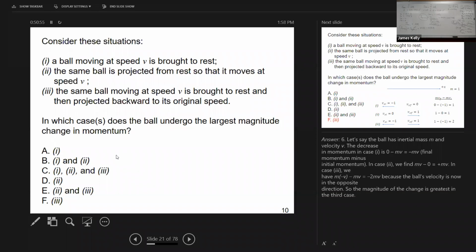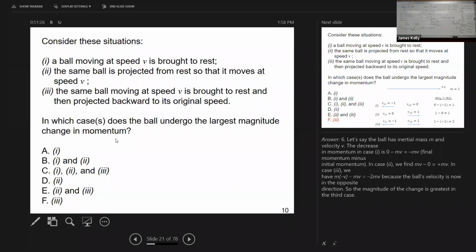And then in situation 3, the same ball was moving with speed v, and the astronaut pushed on it for long enough that they got it going in the opposite direction at the same speed v that it had originally. Right? They completely changed the direction as if it bounced off a perfectly elastic wall. And the question here is, in which case does the ball undergo the largest magnitude change in momentum?